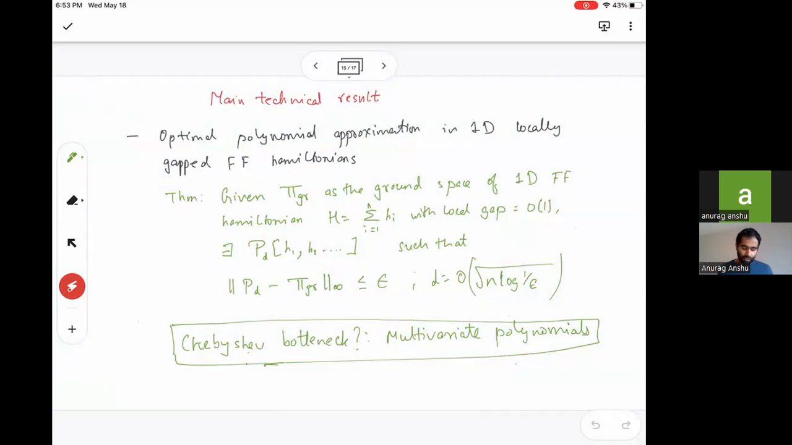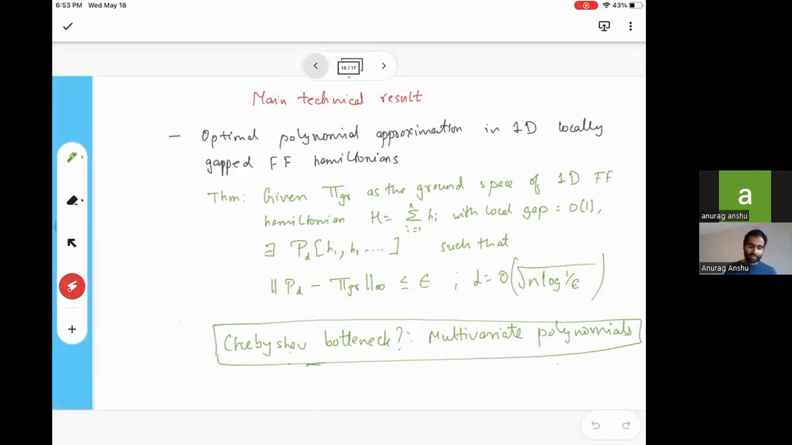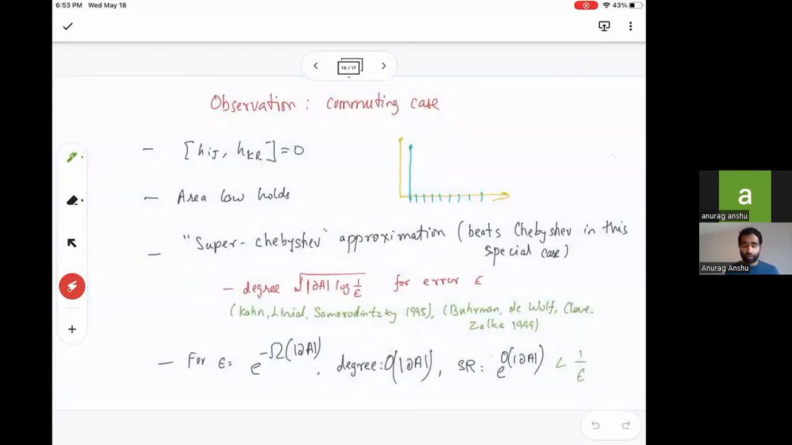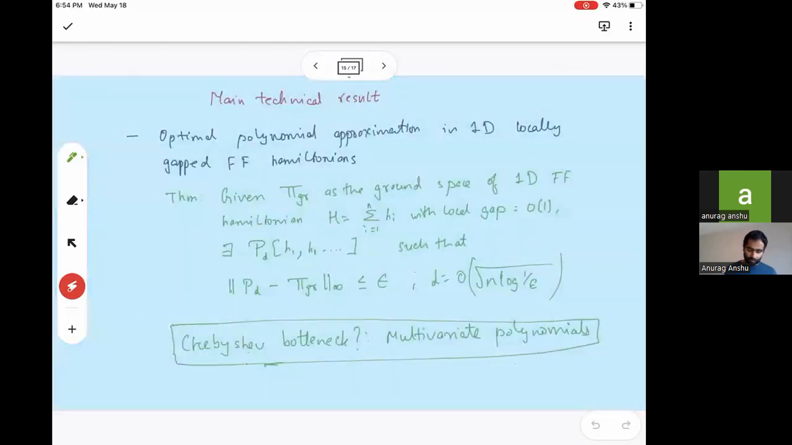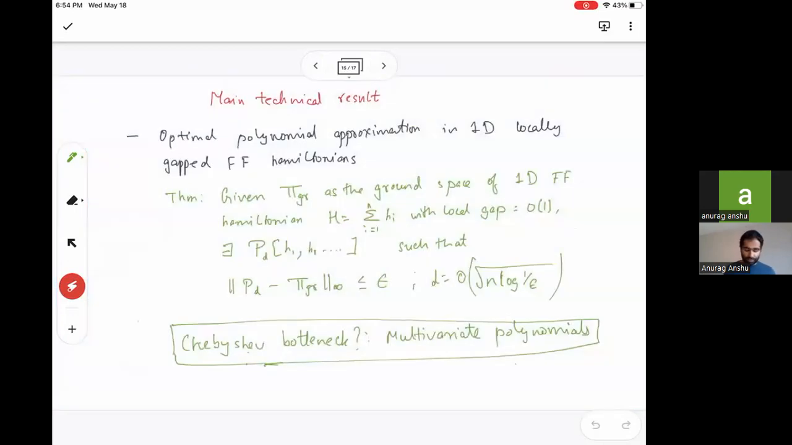More precisely, given the ground space of a 1D frustration-free Hamiltonian with a local gap constant, there exists a multivariate polynomial of the Hamiltonian terms, such that the polynomial well approximates the ground state with error epsilon, and the degree of the polynomial is of the right form with log 1 over epsilon inside the square root, which mimics this behavior without having to assume an integer spectrum. So the Chebyshev bottleneck that I mentioned earlier gets resolved at a very high level by going to multivariate polynomials. But of course, that's not clear at all upfront.